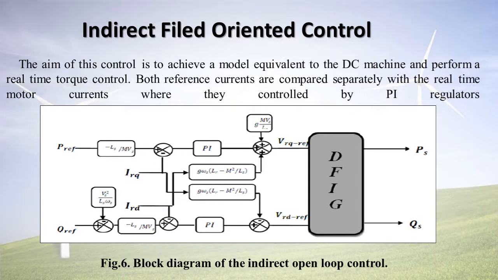Okay, and direct field oriented control. The aim of this control is to get a model equivalent to the DC machine and perform a real time torque control. Both reference currents are compared separately with the real-time motor current, where they are controlled by proportional integral regulator.